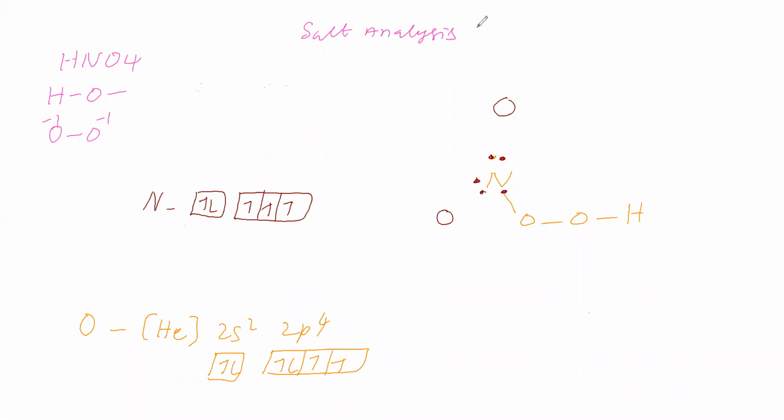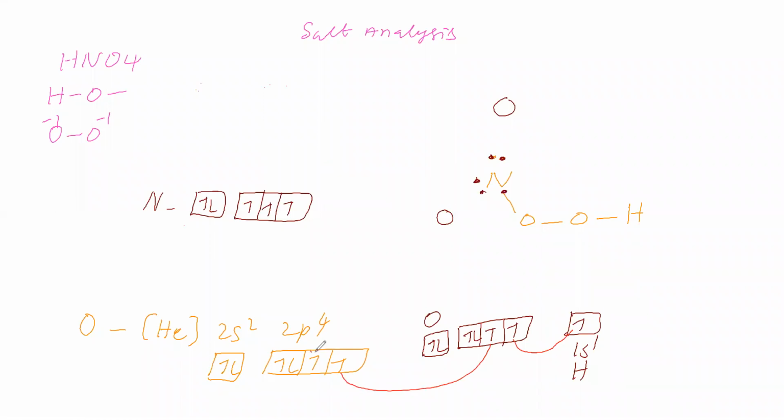Here one oxygen I have written. I will write another oxygen. Another oxygen is having 2s2, 2p4. Hydrogen I will take. Hydrogen is having 1s1. Now I will give the bonding. It is one bond, it is another bond. Regarding this peroxy linkage we have given, we have given this hydrogen, this oxygen, this nitrogen.